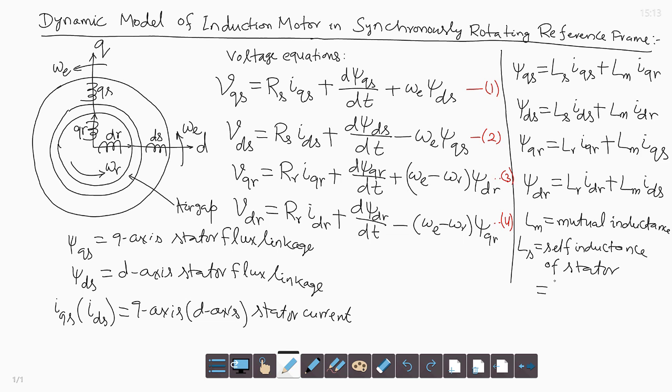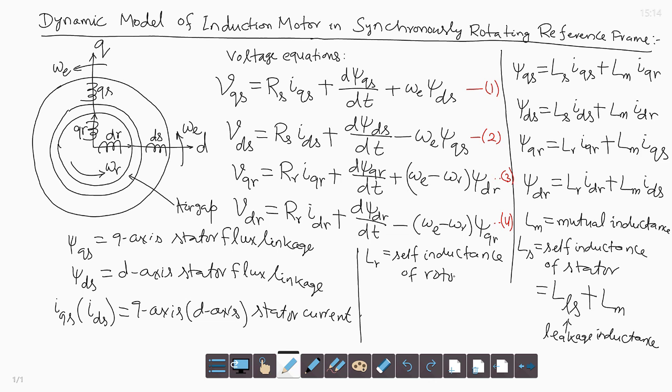Self inductance is the sum of the leakage inductance plus mutual inductance. This is the leakage inductance of the stator. Similarly, Lr is the self inductance of the rotor, that is the leakage inductance of the rotor plus the mutual inductance between stator and rotor.